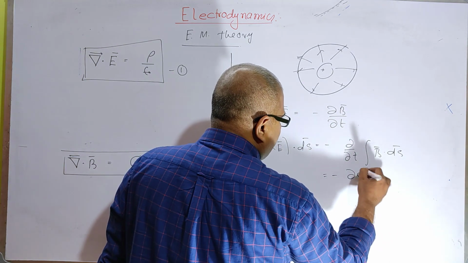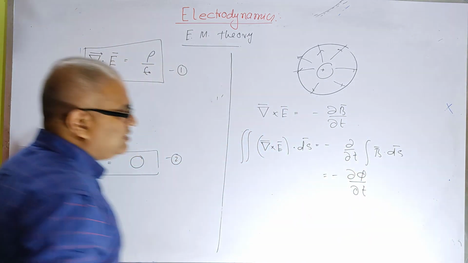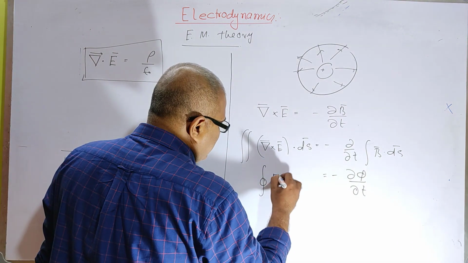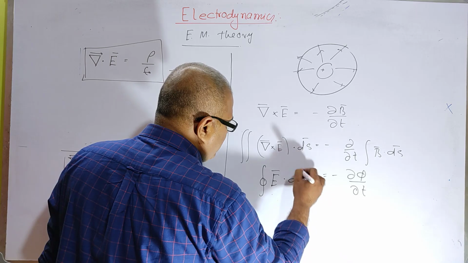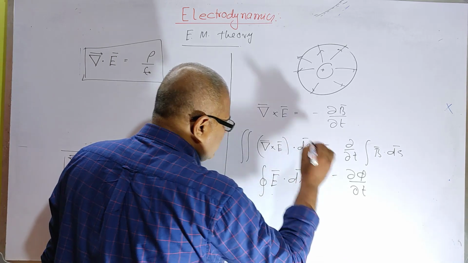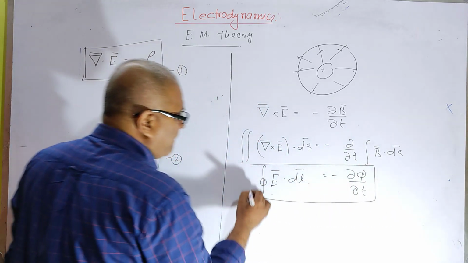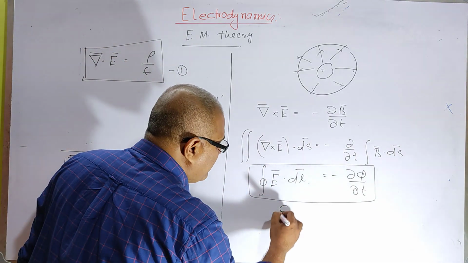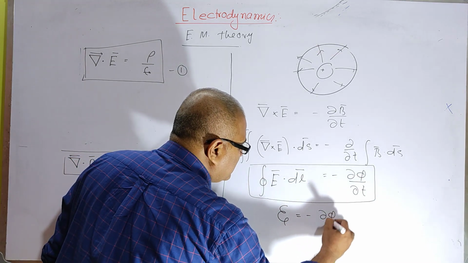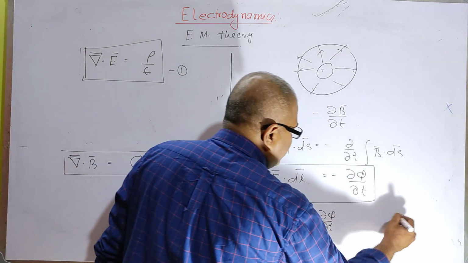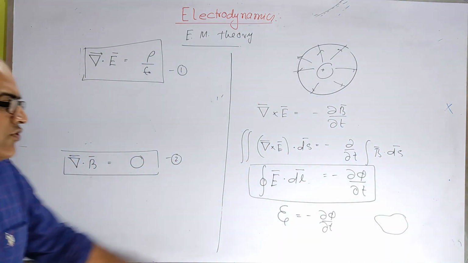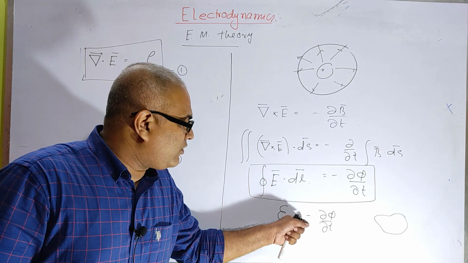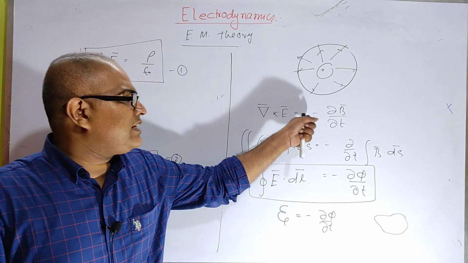So the right hand side gives you actually the change of flux per unit time, and the left hand side basically gives you the closed line integral of E dot dl. This quantity you all know is the EMF. So EMF equals minus del phi del t in some region. So rate of change of flux is equal to induced EMF. It is the integral form, and the differential form is curl of E equals minus del B del t.